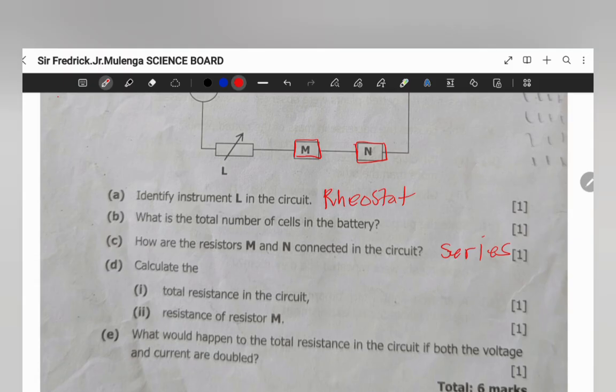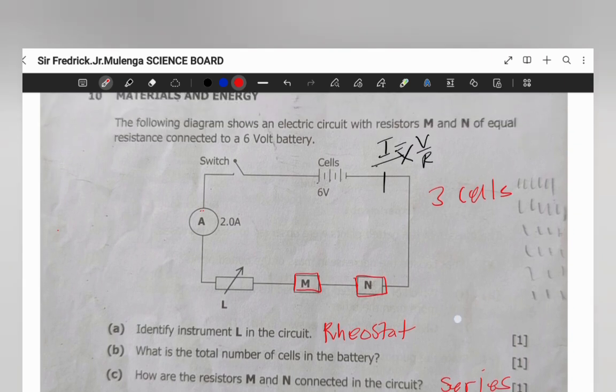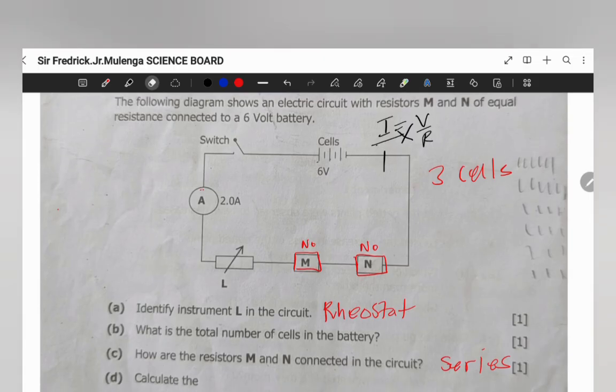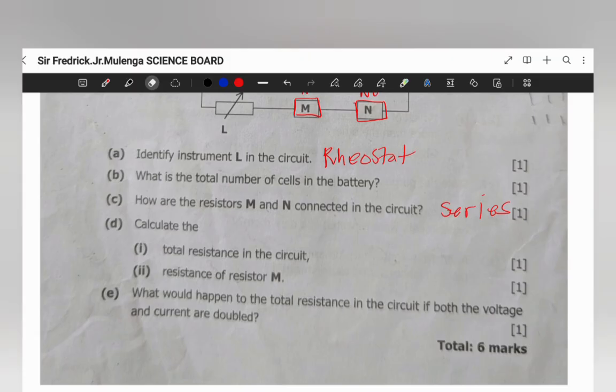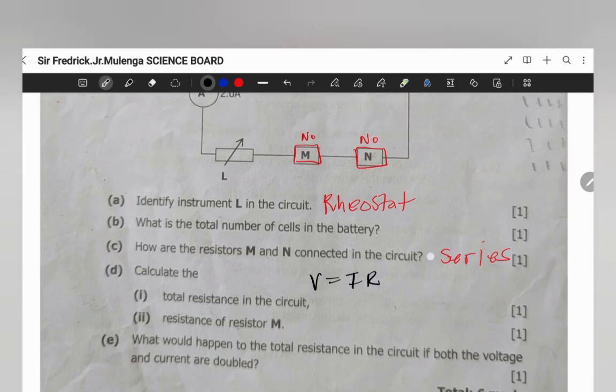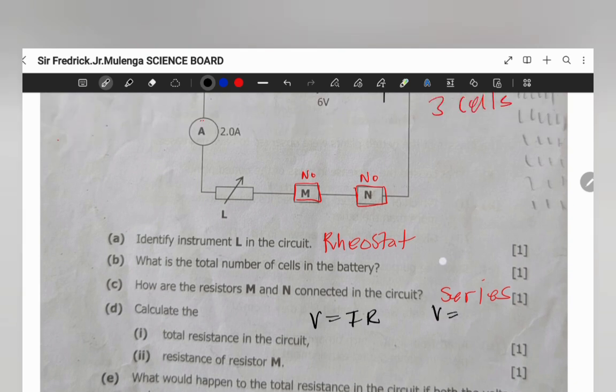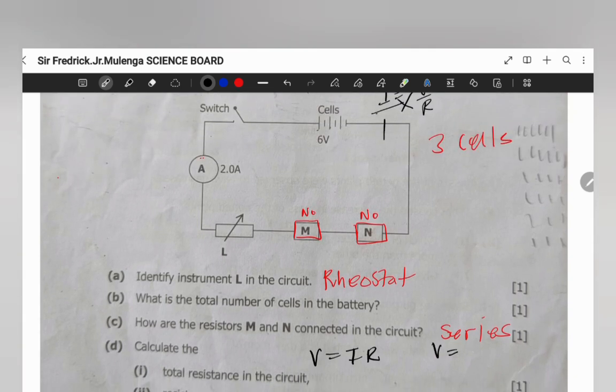The next question says calculate the total resistance in the circuit. Since nothing is being read here, we haven't been given the resistance for each of the resistors M and N. So we are going to find the total resistance using Ohm's law. Ohm's law says that voltage is equal to IR. So I'm calculating what? Voltage.